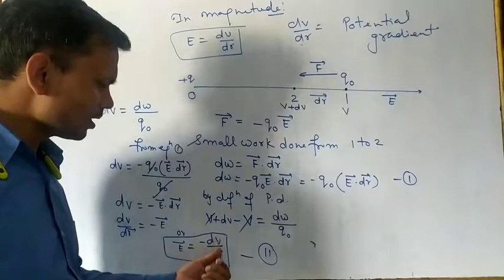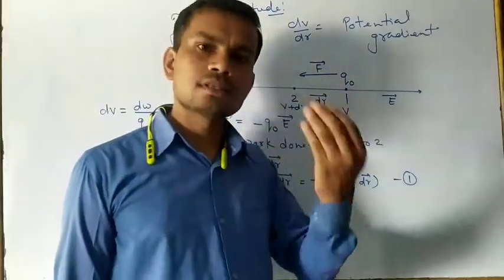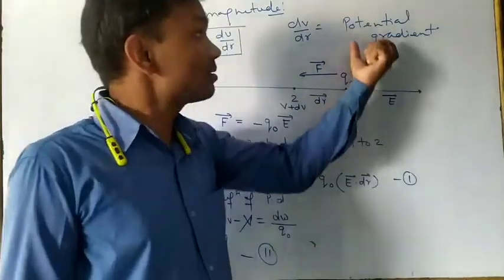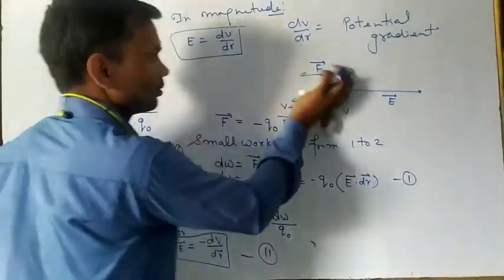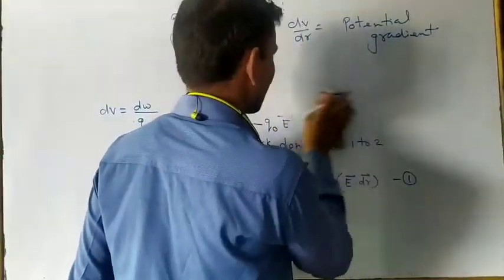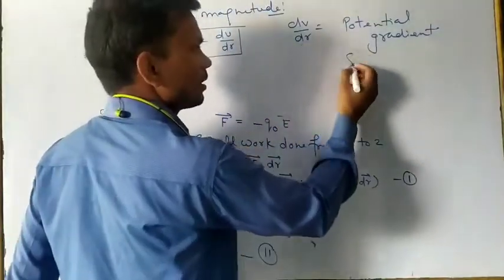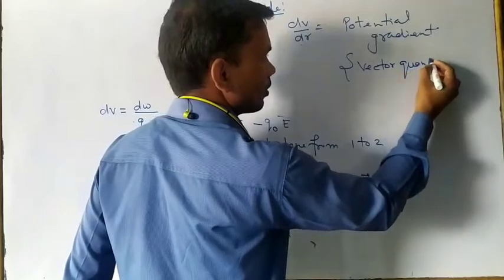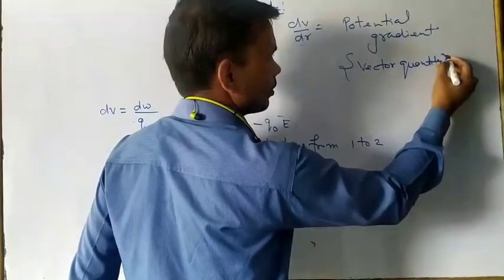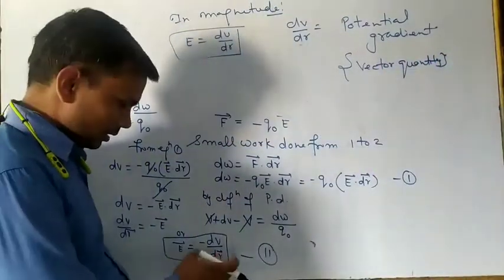And one thing you have to see, that we know electric potential is a scalar quantity, but this potential gradient is a vector quantity. This is one note. This potential gradient is a vector quantity, right? So this is equation 2.